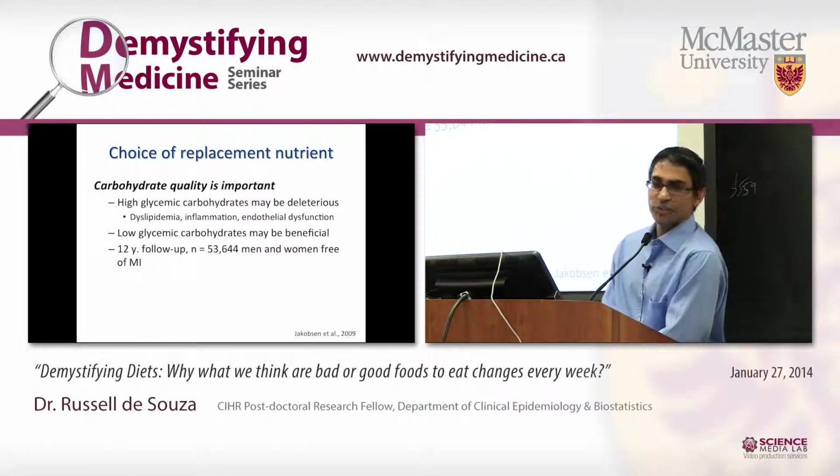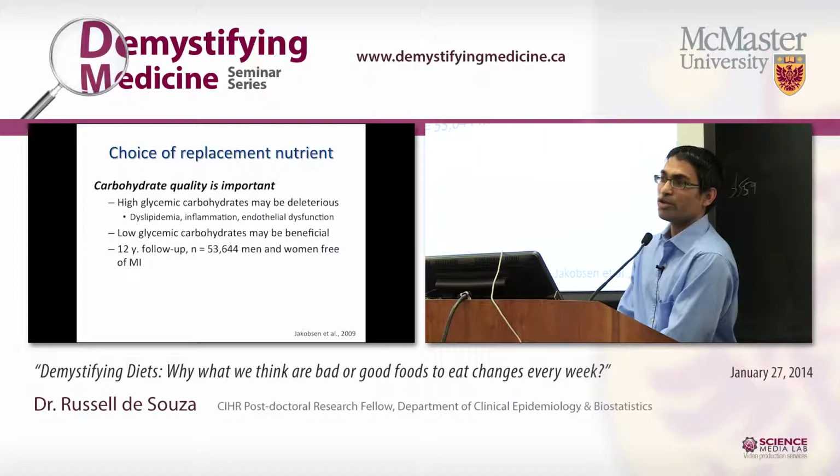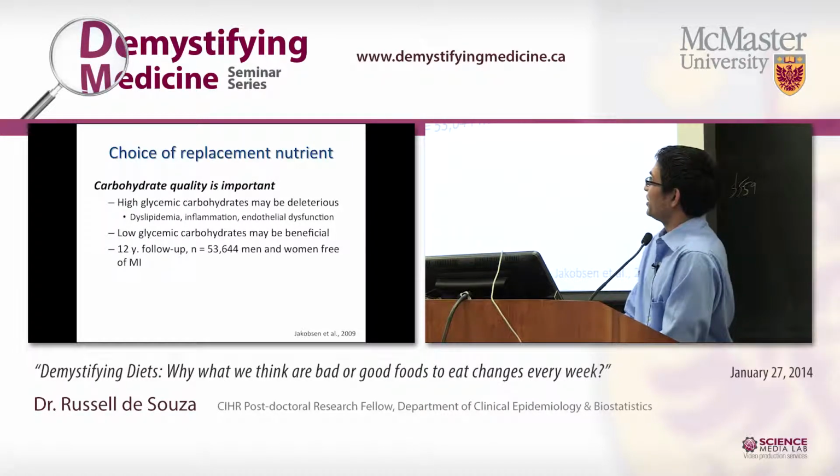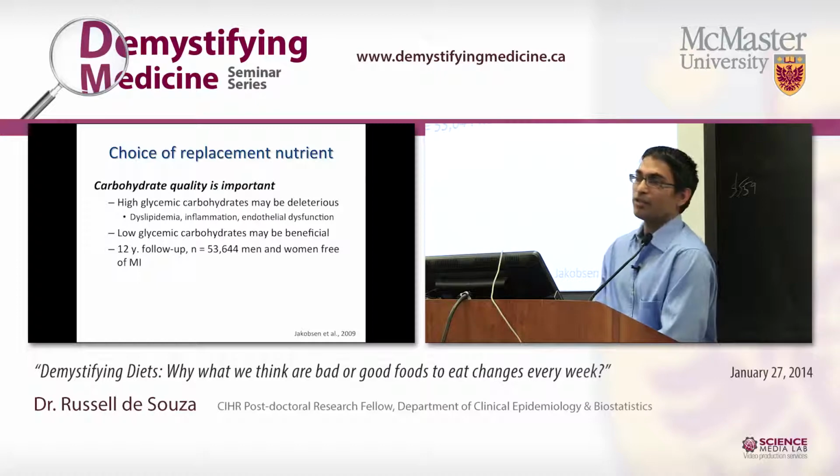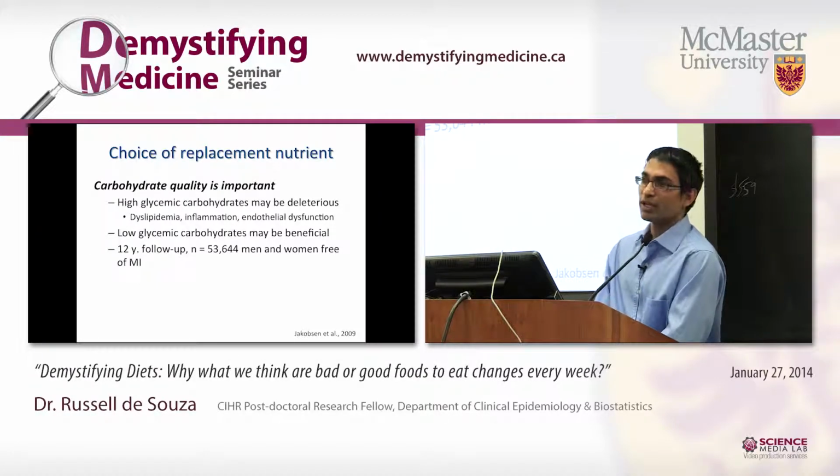So the message that we take away here is that the choice of carbohydrate, or the choice of replacement nutrient, is important. Higher glycemic index carbohydrates we think may be deleterious, leading to dyslipidemia, inflammation, endothelial dysfunction, and lower glycemic index carbohydrates may be beneficial.